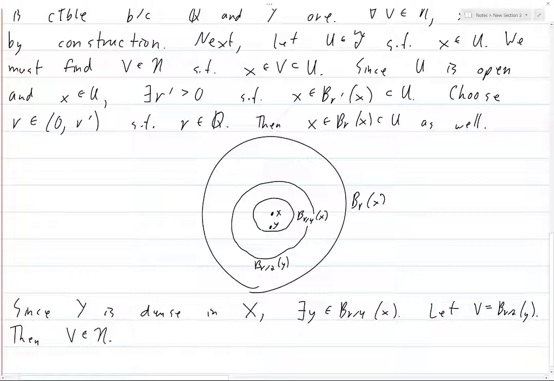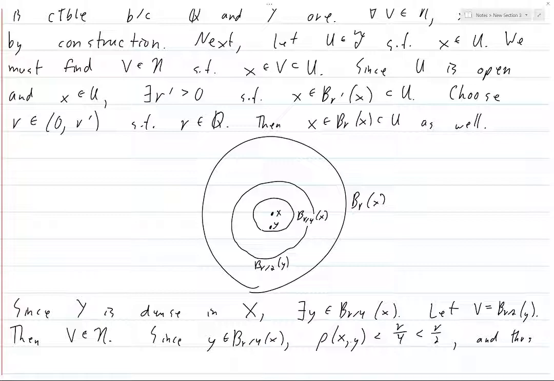Since y is in B(R/4, x), what's the distance between x and y? It must be less than R/4. But then this is less than R/2. Here, let's use fractions. We've got enough room. So this is less than R/4, which is obviously strictly less than R/2. And so the distance between x and y is less than R/2, and V is the ball of radius R/2 centered at y. And so this means that x is in V.